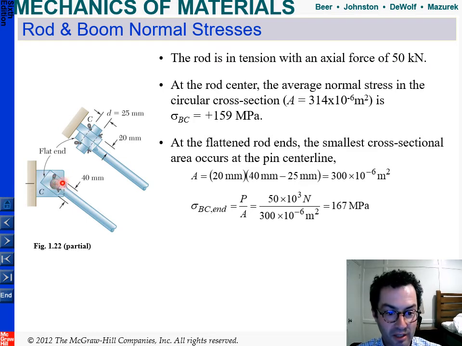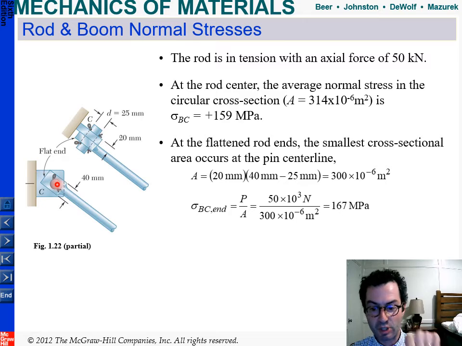Now, at the flattened rod ends, we're talking about here on the end bit, there's the hole, that's the stress on the pin, but the thing on the sides of that is actually the smallest cross-sectional area. So that's what's going to fail first. That's what has the least area. So let's figure out what that is.